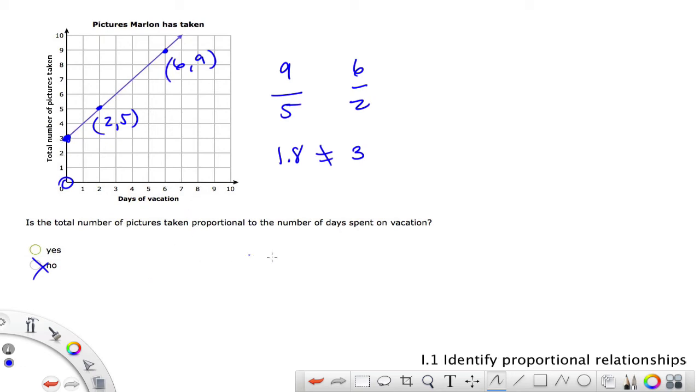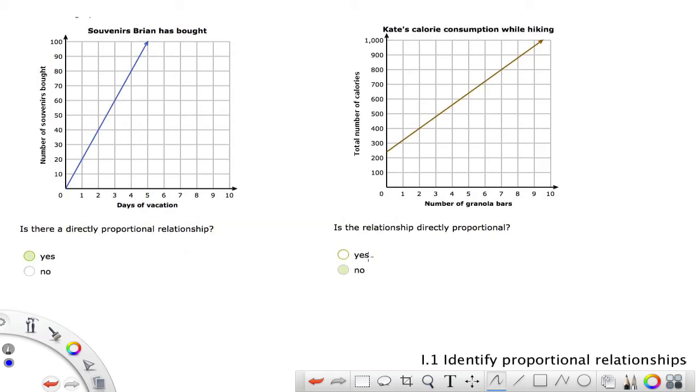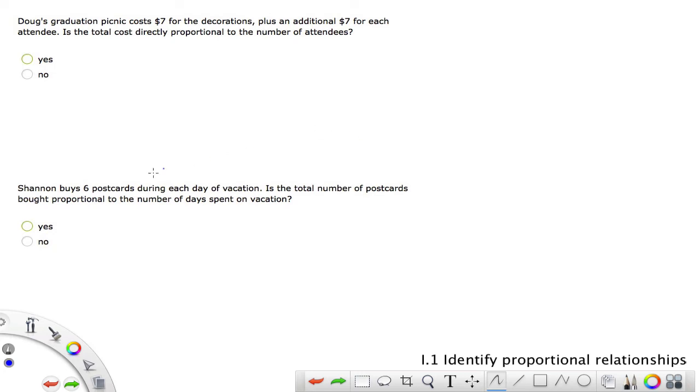So let's look at a couple more. So let's look at one on the left, souvenirs that Brian has bought. So is there a directly proportional relationship? Well, it goes through the origin. It is a straight line, so that's a yes. Is the relationship directly proportional? It's not in the origin. It starts up here, so that is a no. And then the last kind you'll see here, the last kind look like this, and they're word problems.